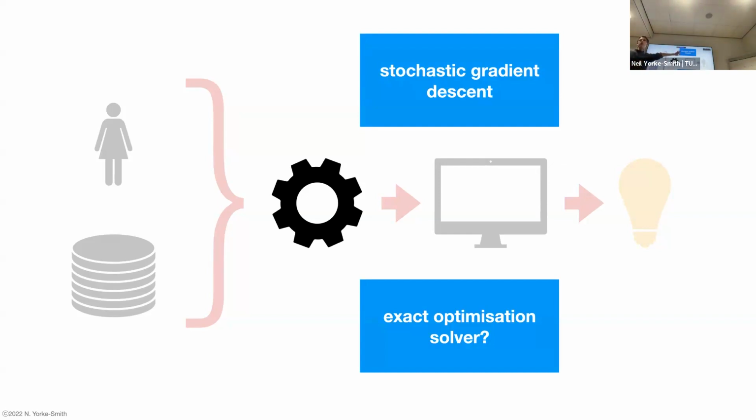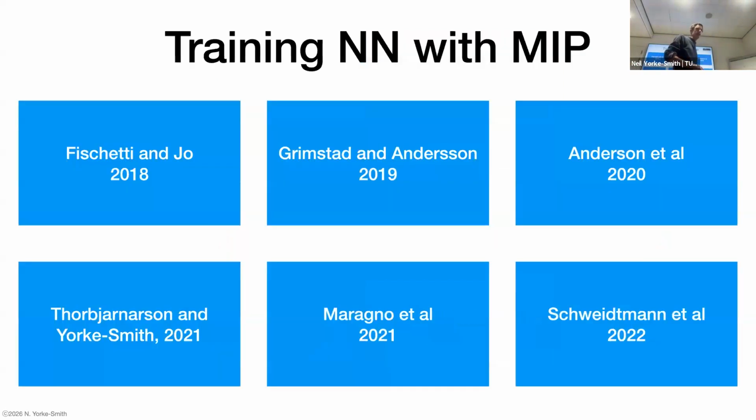So this is your System 1. This is the normal thing to do. This is the System 2 approach. Okay. So we can use an exact optimization solver to train a neural network, in particular a graph neural network. Okay. This is crazy. Yes, it is crazy. It's not the normal thing to do, but it's not unprecedented.